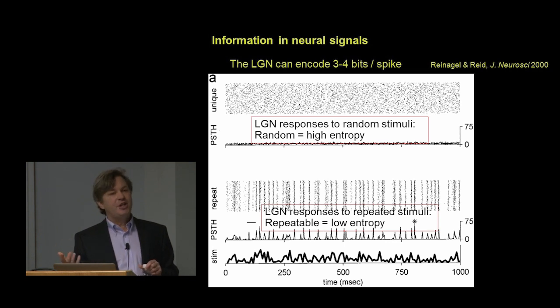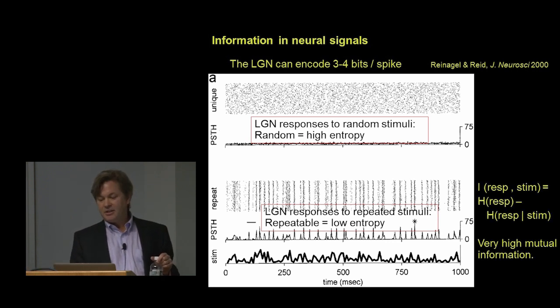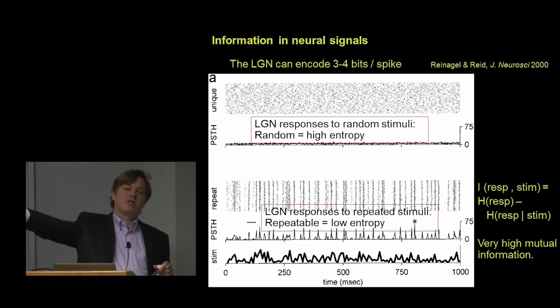So mutual information is the entropy of the whole system minus the entropy of the system given some outside knowledge. So here it is again: the mutual information is the very high entropy of the response minus the very low entropy, the very high reproducibility, of what we see in the response given the stimulus. So the LGN, and the retina of course, is a great information channel, getting information from the outside to the inside.